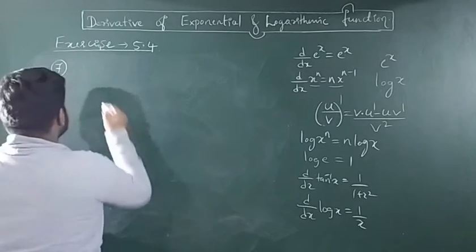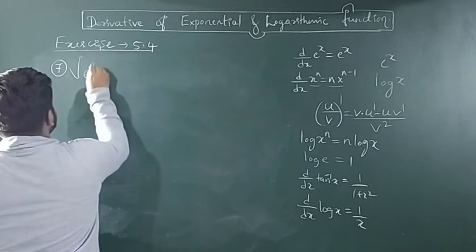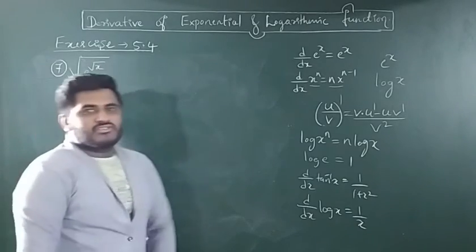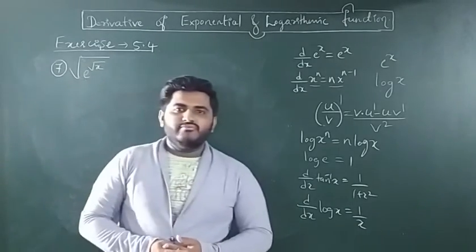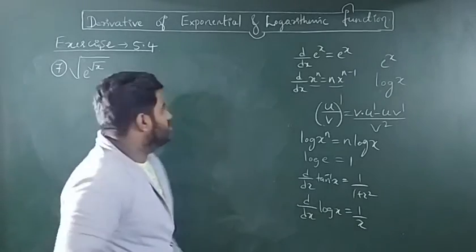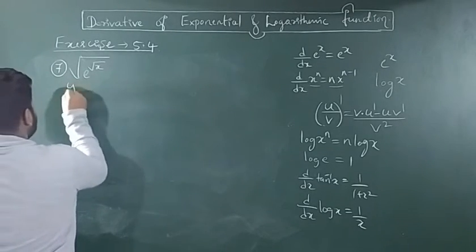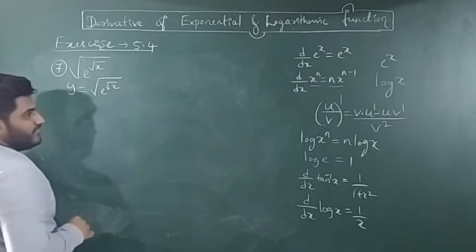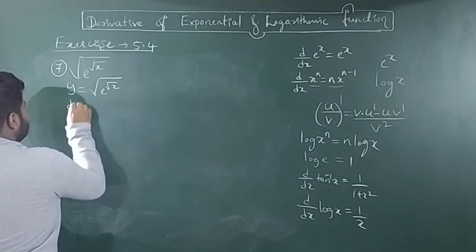Example number 7, square root of e raised to square root of x. So this they have given. This is the given function. So what is our aim? Our aim is to find the derivative of this function. So treat the given function as y. y equal to square root of e raised to square root of x. Right. So now we have to differentiate that one.